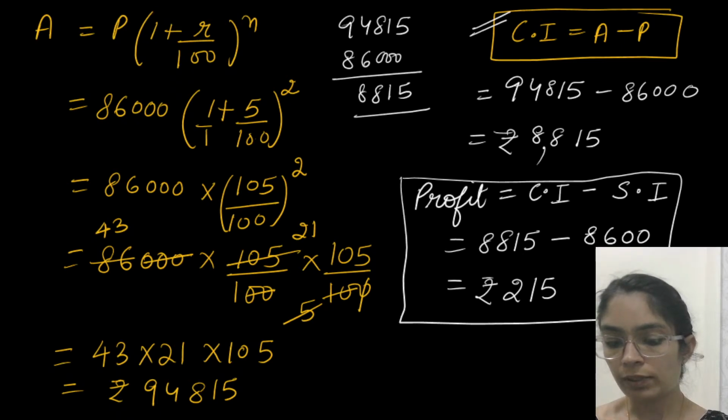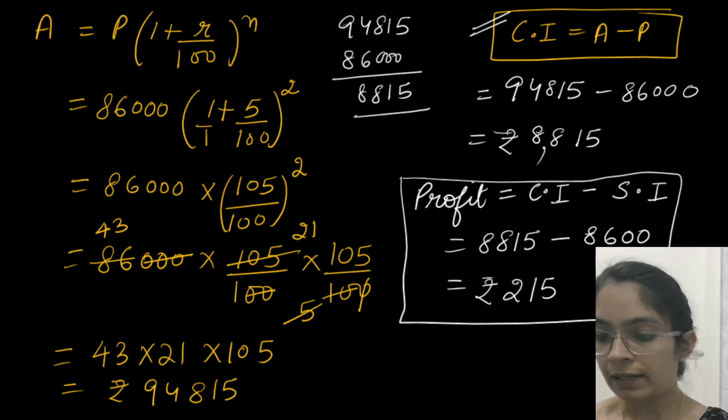Whoever has calculated 215, Praveen, Shivani, Venugopal, Sami, Viresh, and Shashank gave, even Sahan gave the answer. Okay, very good. Long back he gave. So profit here is 215.